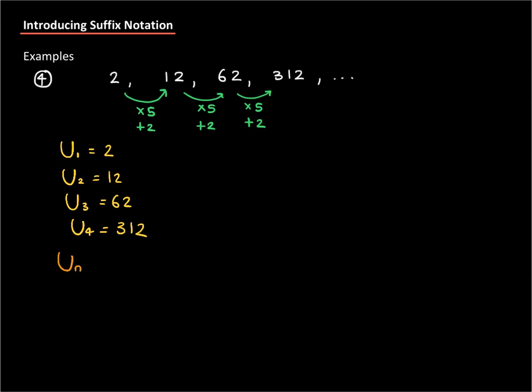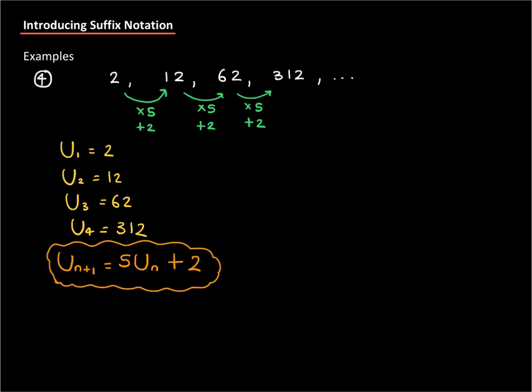So the next term, which is Un plus 1, is 5 times the previous term, which we call Un, add 2. And it's really important that the add 2 is a clear, large add 2, which is not part of the suffix. The suffix is just the Un part here. So here is our iteration formula written in terms of U.